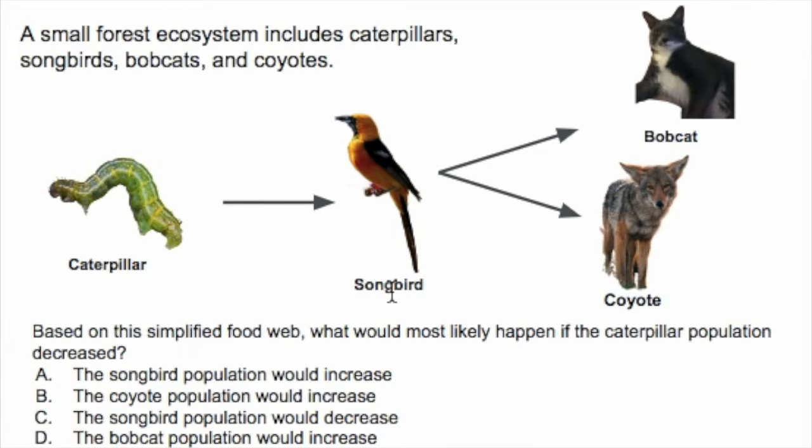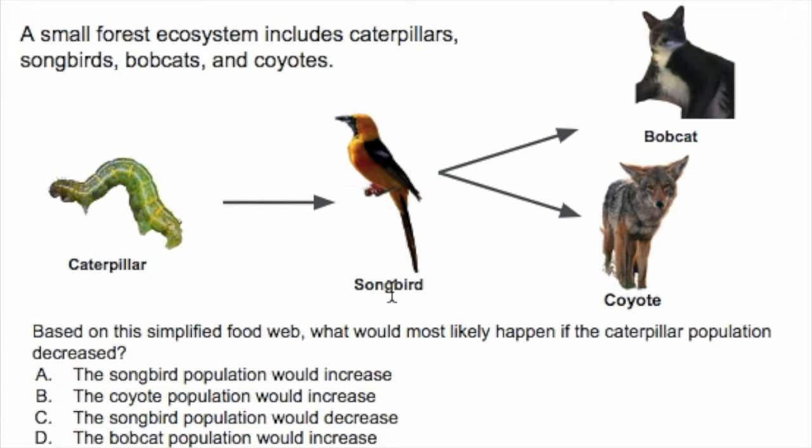But before we move to the next question, why is D wrong? So think about it. Why would D be wrong? Why would the bobcat population increase, or would it increase? Well, it would actually decrease here. Again, if there are fewer caterpillars, more songbirds are going to die out, which means there's less food left over for the bobcat. So in this case, the bobcat population would also decrease.